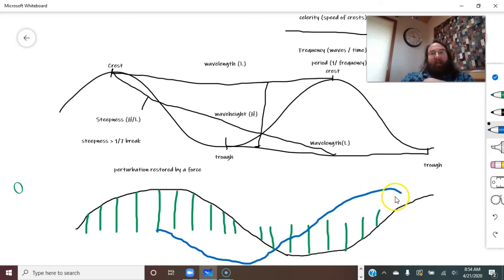Now, the longer your wave is, the more this happens. What's powering all this is gravity and pressure. And so the longer the wavelength over which gravity and pressure operate, the faster your wave is going to travel.